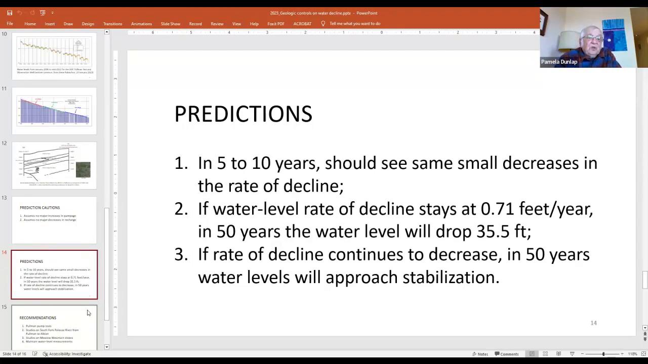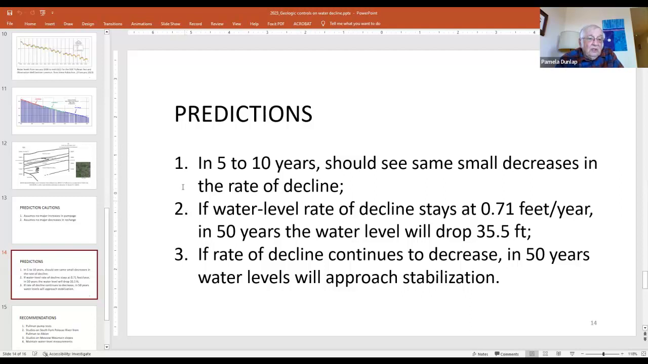These are something to think about in the future. I think in the next 5 to 10 years, you should see the same small decreases in the rate of decline, because I very much believe in the geologic control. Now, that doesn't mean you just go out there and pump away, and it doesn't matter. It does matter. At some point you might stabilize, but you're going to still overpump the amount of recharge.